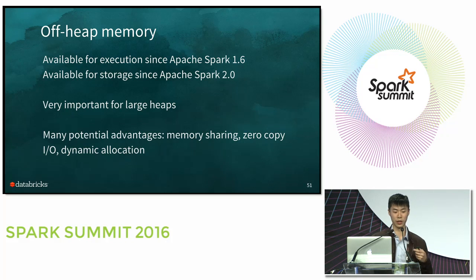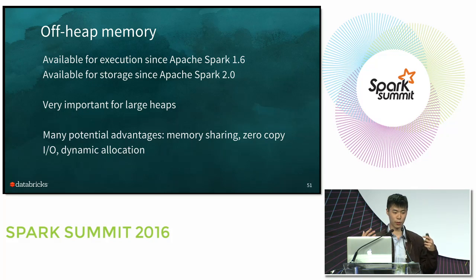There are also many other potential advantages. I'm not going to talk about all of them, but I would like to talk about dynamic allocation. Dynamic allocation is a feature in Spark that allows you to scale the size of your cluster up and down based on the workload. For example, if you need more resources to do your computation, you ask for more nodes. And when you realize that your cluster is idle, you can go ahead and kill your executors.